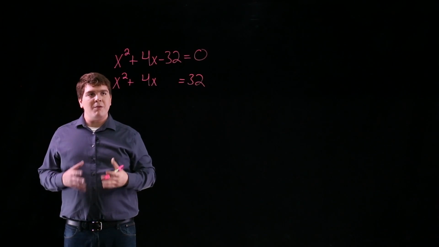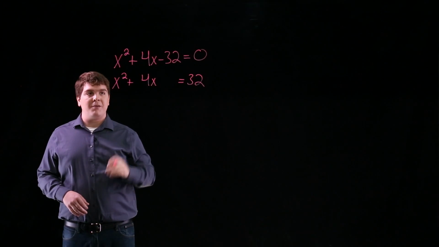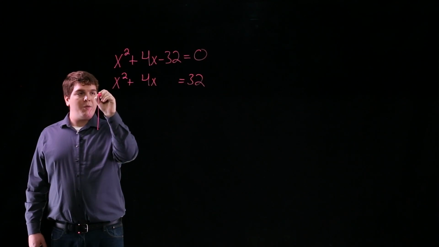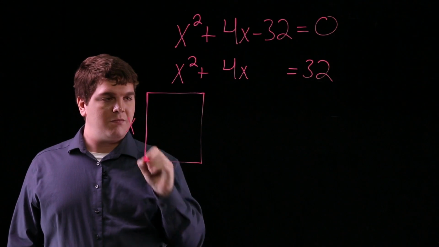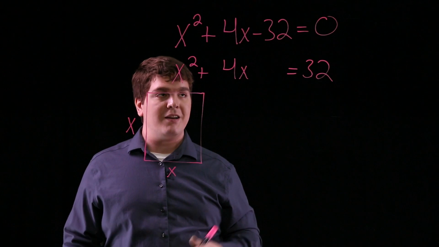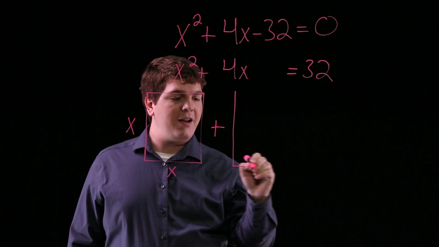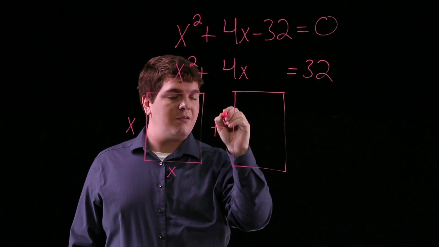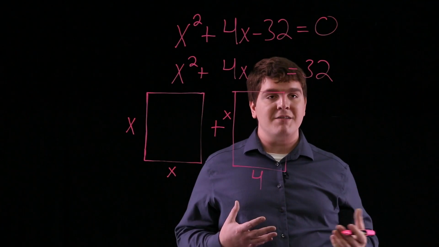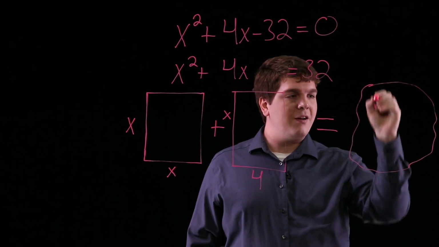So what we want to do here is think, how can we interpret x squared, 4x, and 32 geometrically? Well, x squared we can think of as a square where both sides have measure x, so the height and the width of our square is x. 4x we can think of as a rectangle where the height is x and the width is 4. And 32 we can think about in several different ways, but right now let's just leave it as some area of 32.